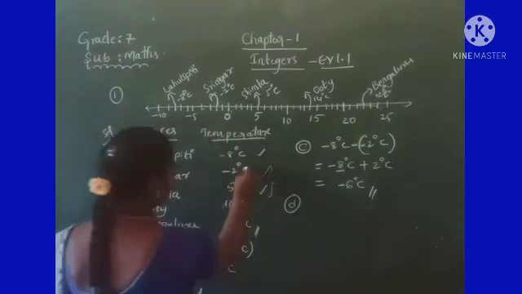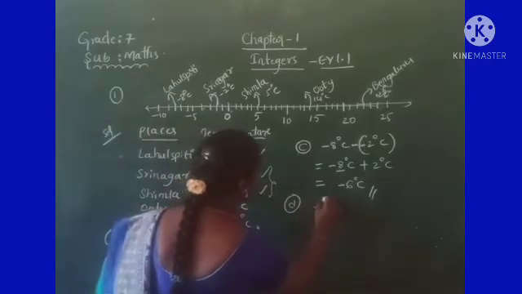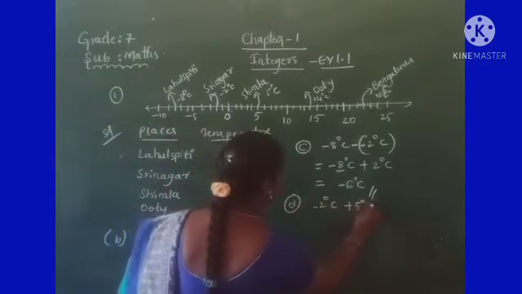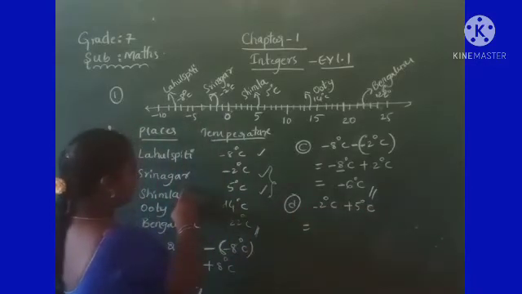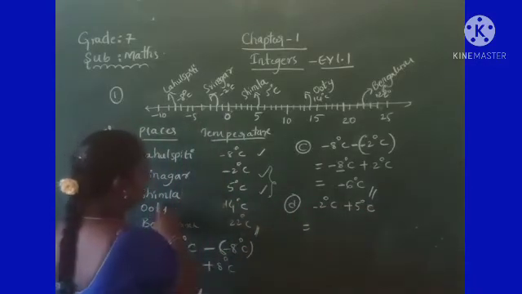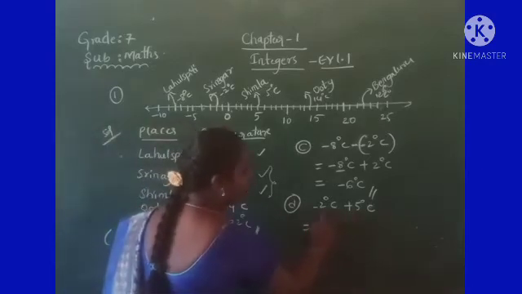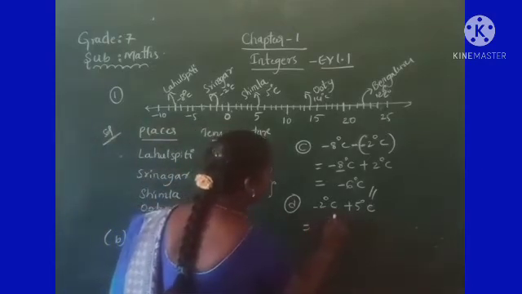We have to add together. That is minus 2 degrees Celsius plus 5 degrees Celsius. Minus 2 degrees Celsius, which place temperature? Srinagar. And Shimla 5 degrees. So here you have to subtract. Very good. That is 3 degrees Celsius.